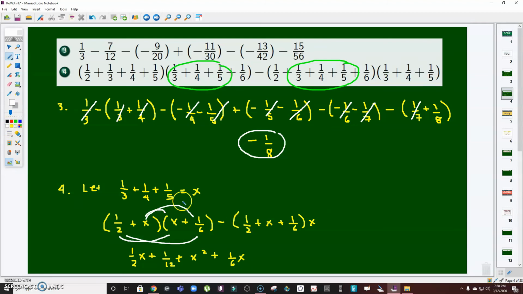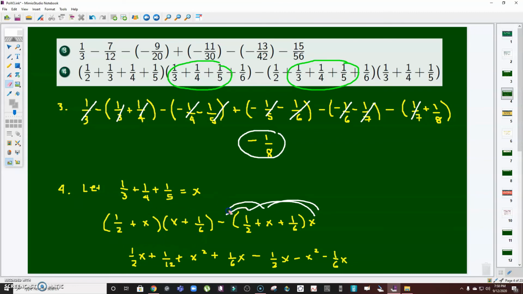Then next, multiply, doing the same. So minus 1 half x, minus x squared, then this one, minus 1 over 6 x. There you go. If you're going to notice, let me erase it so that it is neater.